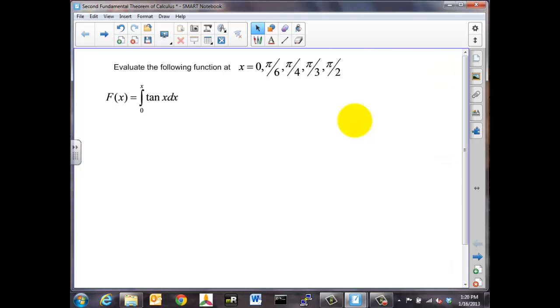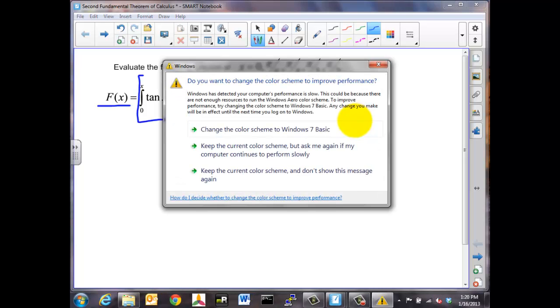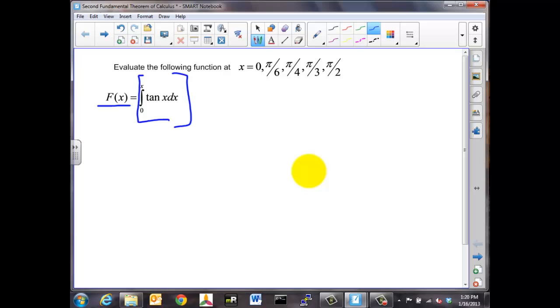We're given a function, capital F of x, defined to be the integral from 0 to x, so x is our variable, of tan x dx. All right? So, from the fundamental theorem of calculus, what do we do with this? How do we solve just this part of the problem right here? Integrate it, then plug in the top one on the left minus the one on the right after you've integrated and plugged them in. Very good.